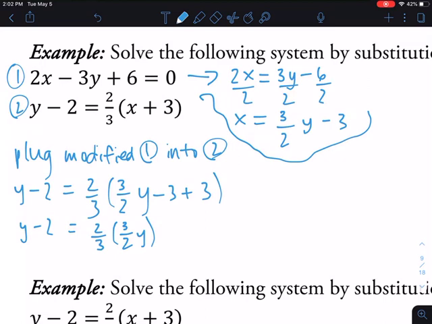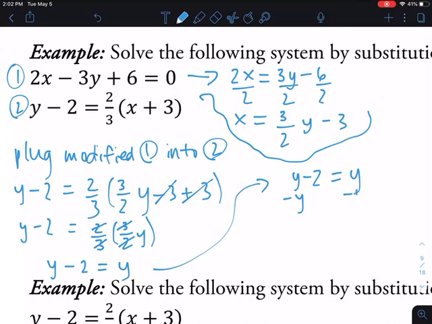Now, how did I get that? Minus 3 and plus 3, they cancel out. Then when I look here, I notice 3 can cancel with 3 and 2 can cancel with 2, right? So then I get this funny looking equation where it says y minus 2 is equal to y. Then moving over here, I'm going to subtract y from both sides to get all the y's together. So then I get minus 2 is equal to, well, what's my y minus y? 0.